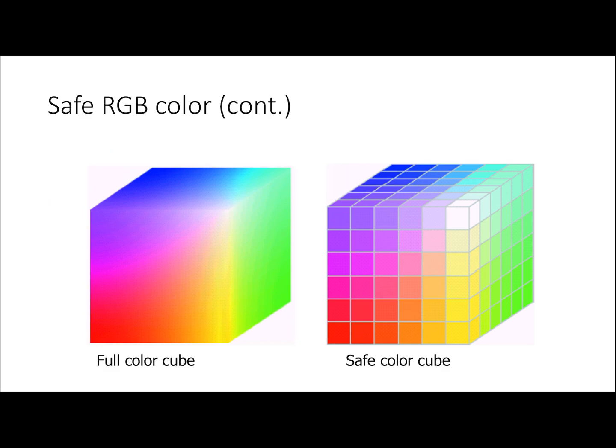As you can see, on the right hand side we have a safe RGB color cube. Here we have 6 different shades of each of the colors, that is red, green and blue, and using these 6 different shades we can generate up to 216 different colors, and these 216 different colors are known as safe RGB colors because they can be displayed in any type of color display.